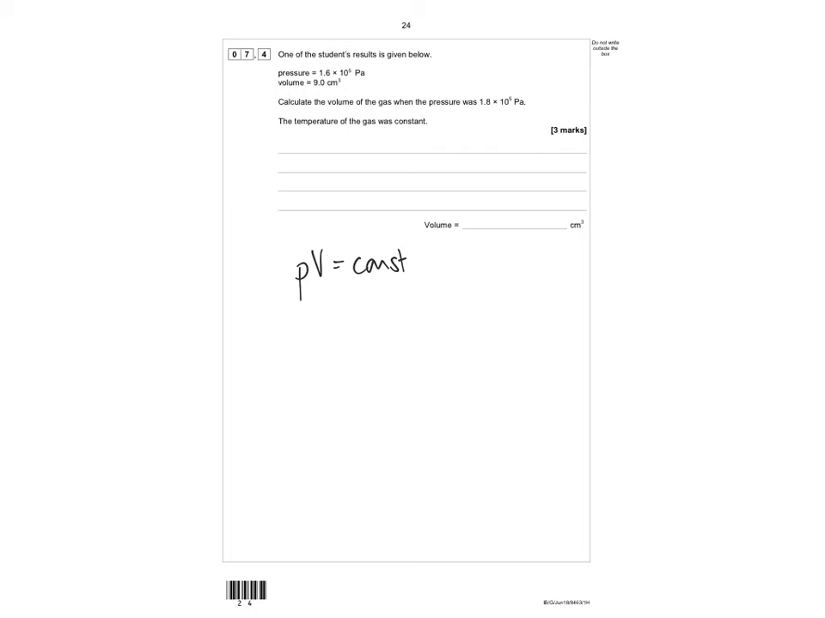In the first instance, the pressure is 1.6 times 10 to the power of 5, and our volume is 9 centimetres cubed. Because it's a constant, the units in this case don't matter, so you don't need to change centimetres cubed into metres cubed, as long as you're consistent all the way through. Notice the volume here is centimetres cubed, so no change is required. So put that into a calculator, 1.6 times 10 to the 5 times 9, and that gives you 1.44 times 10 to the power of 6.